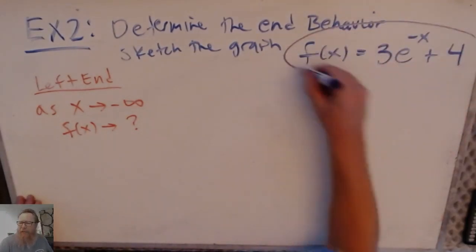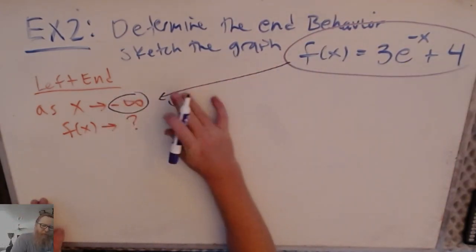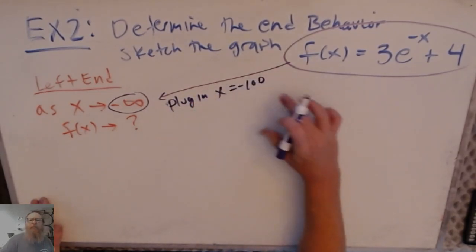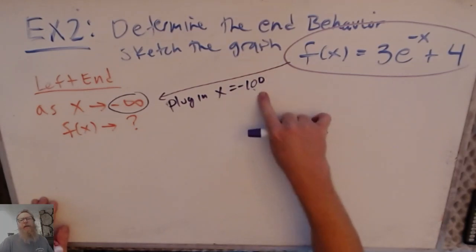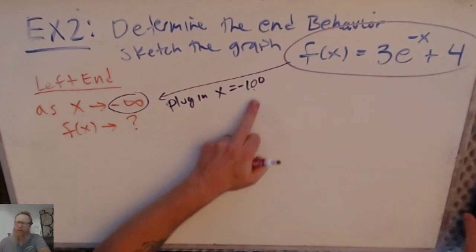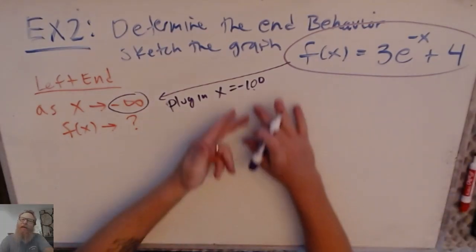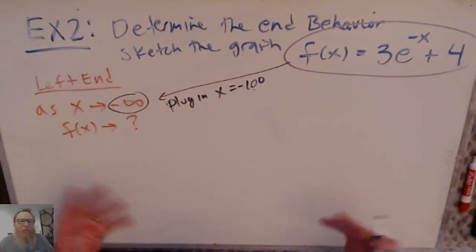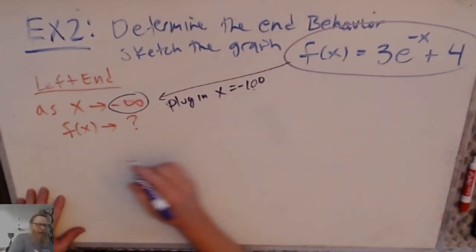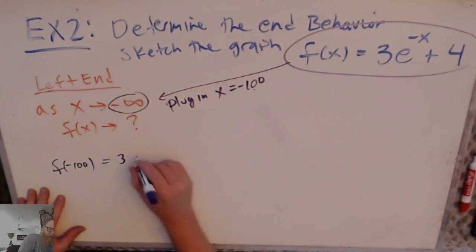So plug in a quote-unquote large negative number. So plug in, say, negative 100. I wouldn't really go much farther than that unless you're using a computer. If you're using just a basic calculator, 100 is about all that the calculator will handle. In fact, some calculators won't even handle that. You have to use like 20 or something. It's not even very big, but negative 100. So go ahead and plug that in. F of negative 100 into this function.